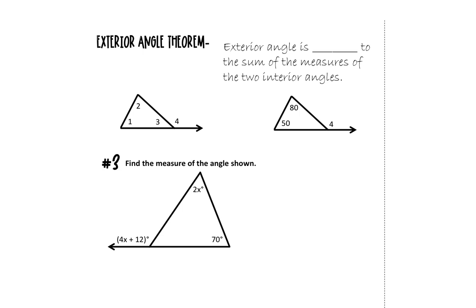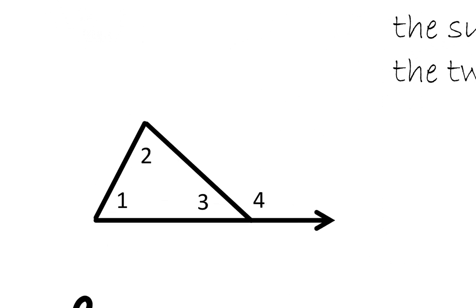The exterior angle is equal to the sum of the measures of the two interior angles. So what is exactly this theorem saying? Well, if we have our visual here, it's always going to look like you have an extended side of your triangle with that arrow at the end.